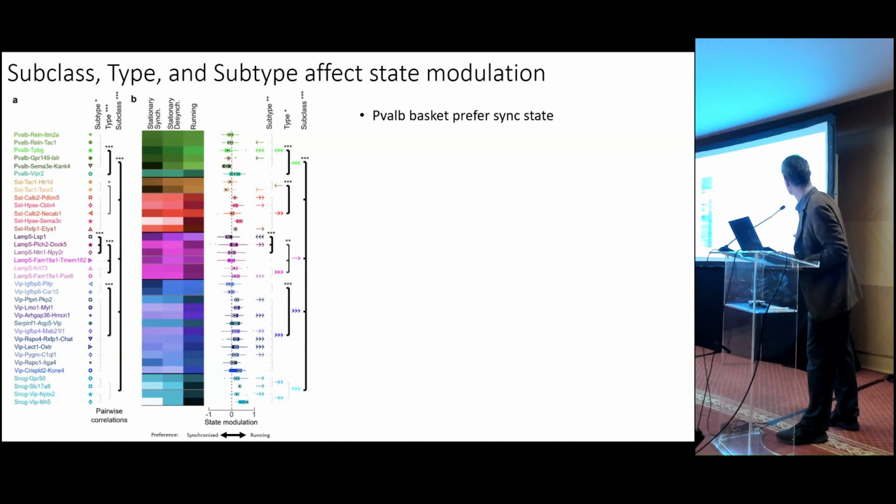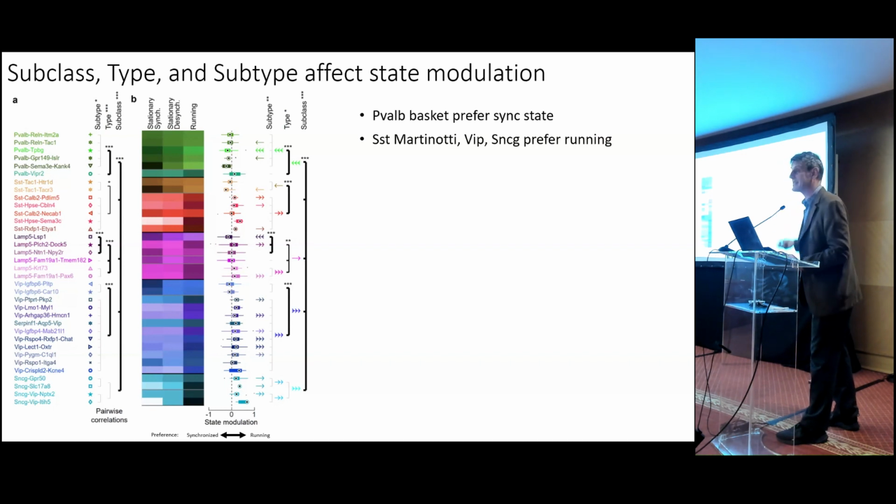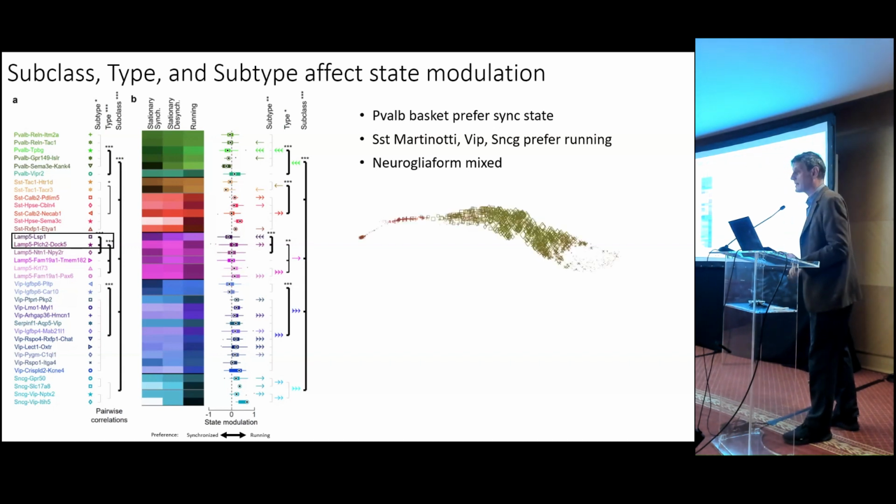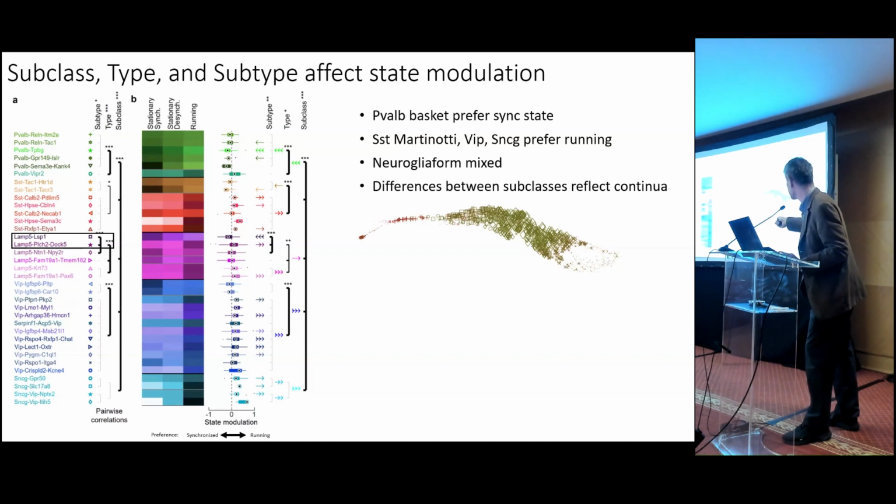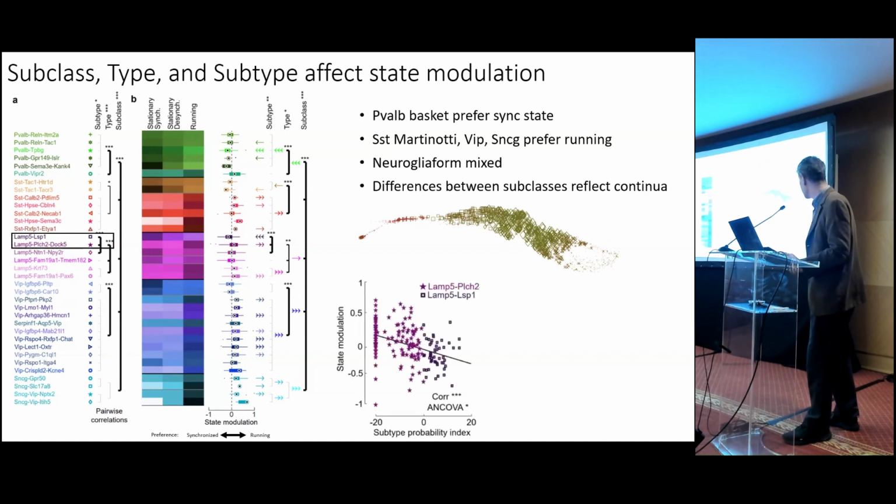Let's summarize what's going on. What we see is that the parvalbumin cells prefer the synchronized state. That's the sleep-like state. The SST Martinotti cells, VIP and SNCG cells, prefer a running state. The neurogliaform cells are mixed, and the neurogliaform cells, remember, are the ones that lay on this continuum. So the different subtypes here aren't really different cell classes, they're just different positions along this continuum. And the difference between these subclasses that you see here actually reflects a continuum.